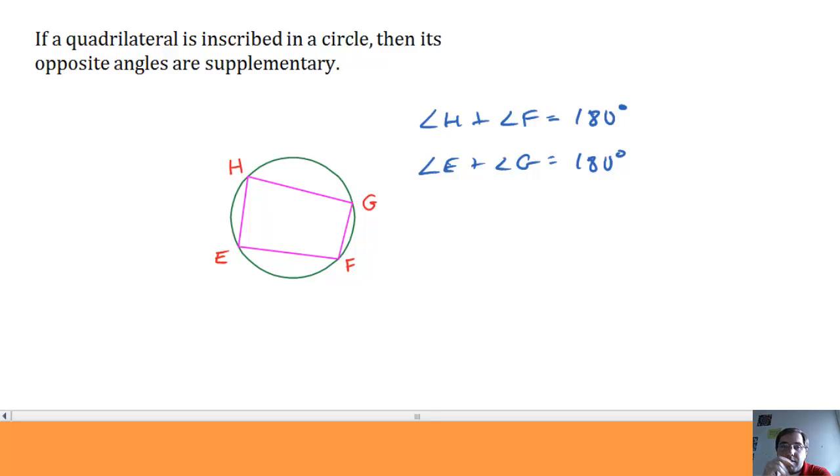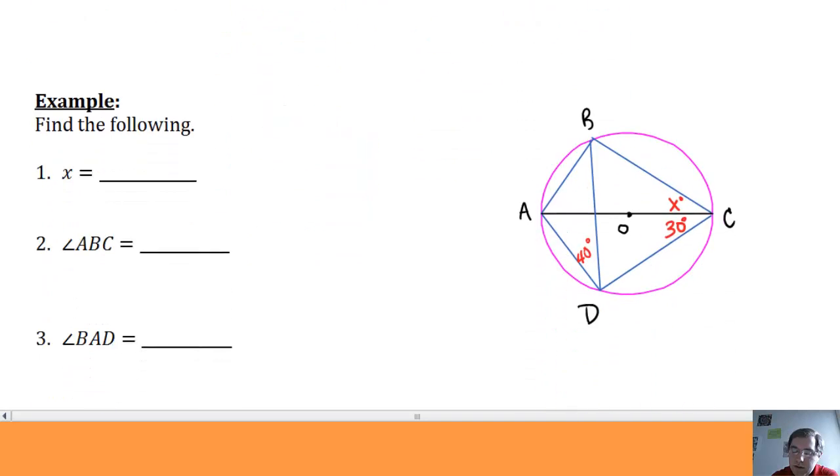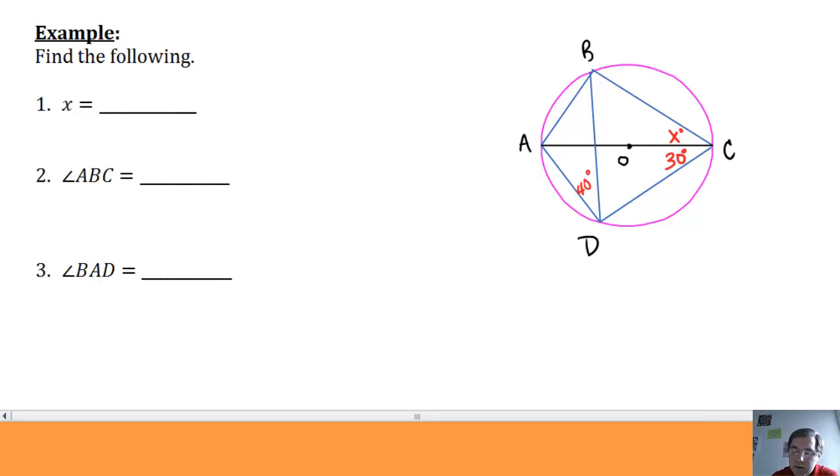Here's an example of how to use these things. Find the following. Let's first find x. X is the measure of angle ACB. Well, x is an inscribed angle, and it intercepts arc AB up here. Okay, so x is going to be half the measure of that arc. But notice angle ADB, which is 40 degrees, also intercepts that arc. Angles that intercept the same arc are congruent. So x is 40 degrees.